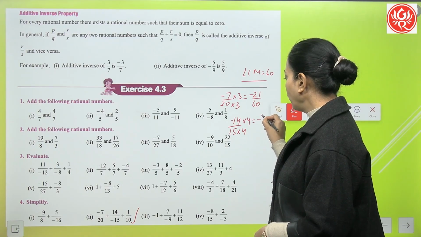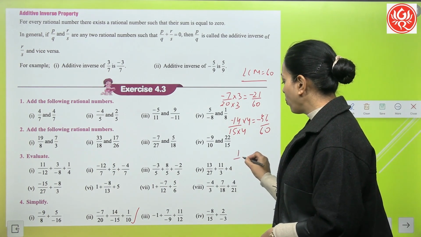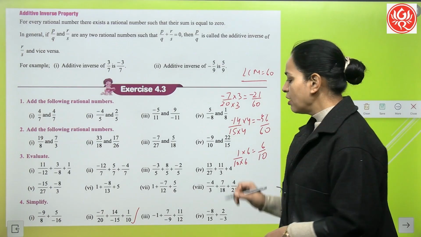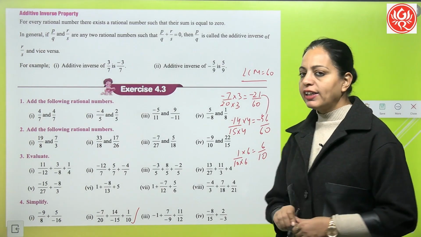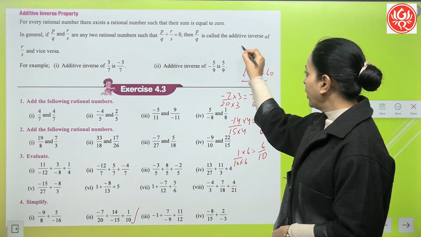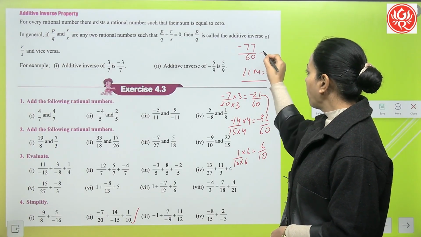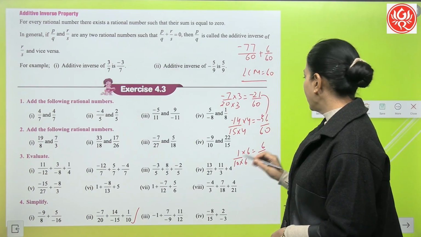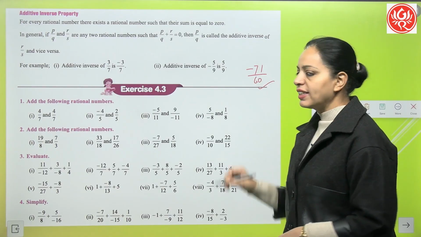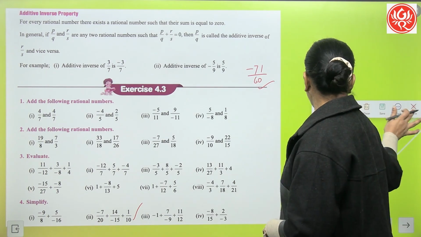So minus 56 upon 60. Then take next 1 upon 10, 10 into 6, 1 into 6, 6 upon 60. So these two are negative: minus 21 minus 56. We will add these two. We will get minus 77 upon 60, and this one plus 6 upon 60. So what will you get? Minus 71 upon 60. This is the answer of the second one. Similarly, you can try the remaining parts.